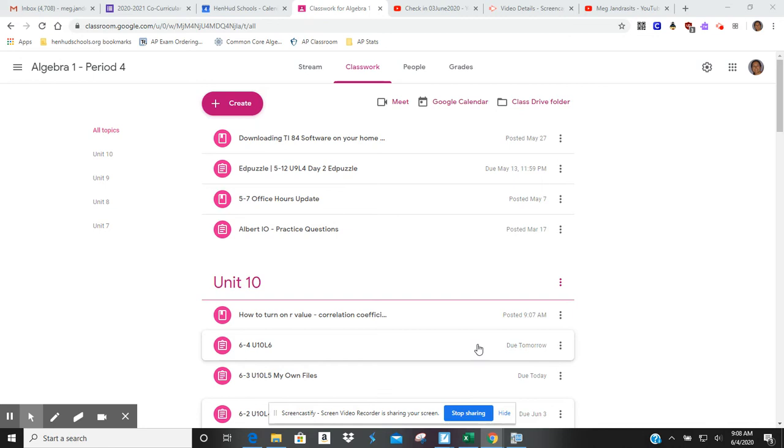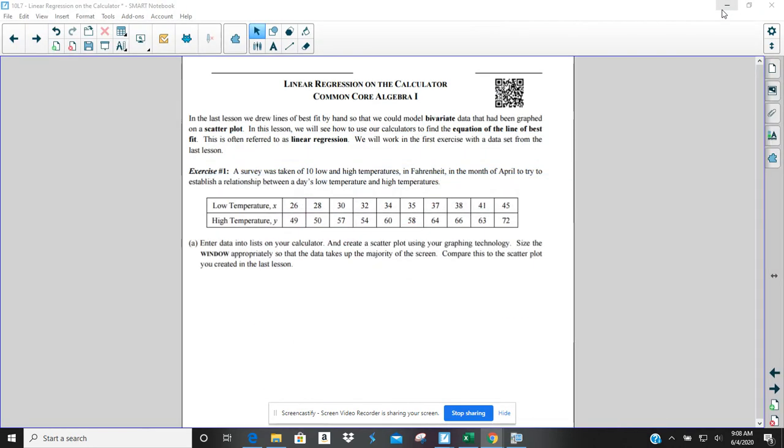So let's get to Unit 10, Lesson 7, the last unit we're going to be doing in this class this year. We didn't get through everything, but that's okay because I'm getting through this last topic that I want to do, and then we're done. So linear regression is when we're comparing two pieces of data.